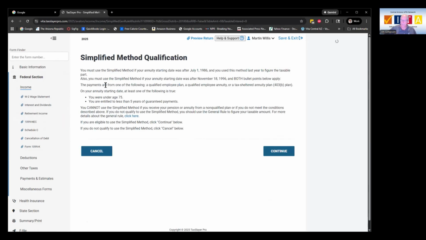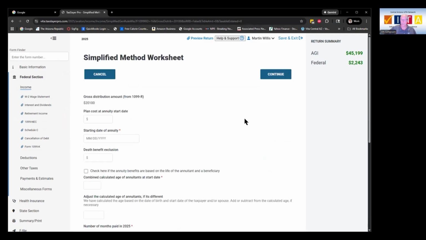Now it's going to tell you when you have to use this. For almost all of our cases, you're always going to use a simplified method. So we're going to say we're eligible for this and hit continue below. Now here's the first one, plan cost at annuity start date. What's the plan cost? See, it's this language that kind of trips you up. But remember, I told you that was the employee contributions. And in this case, that was $15,000.